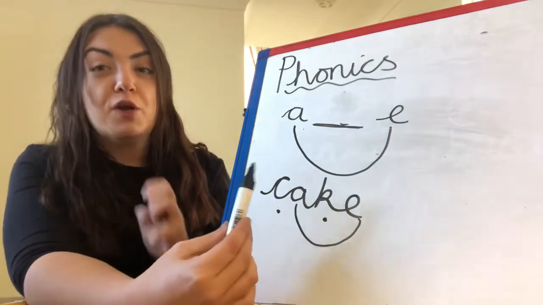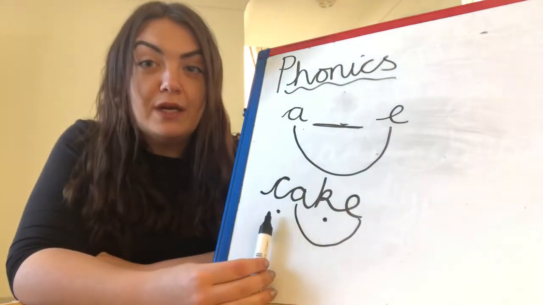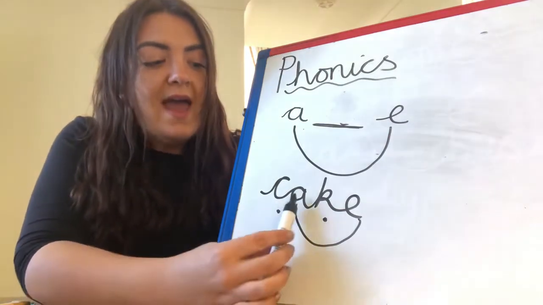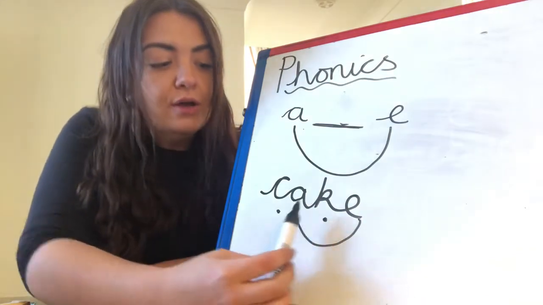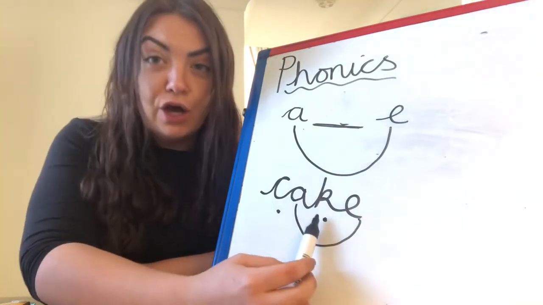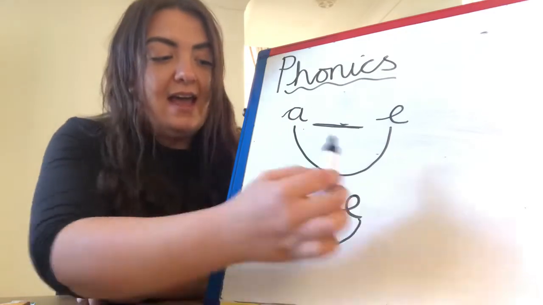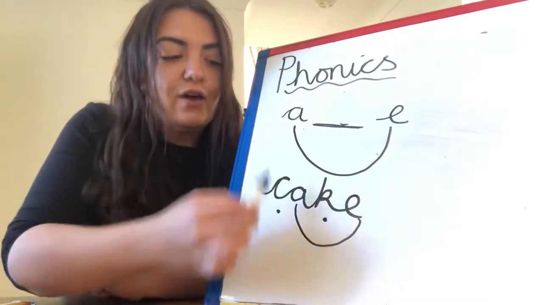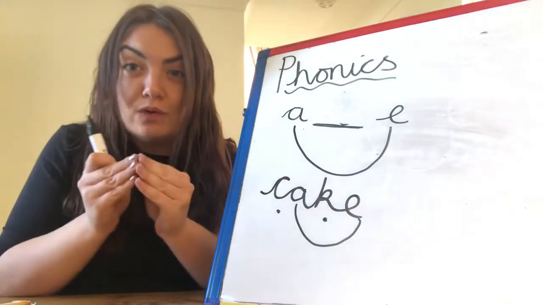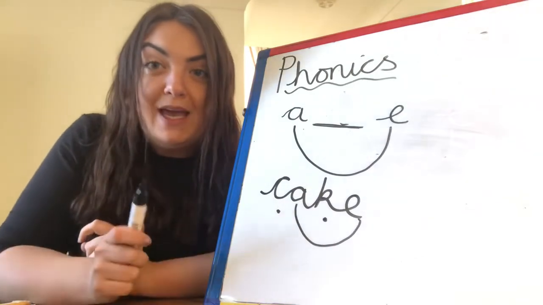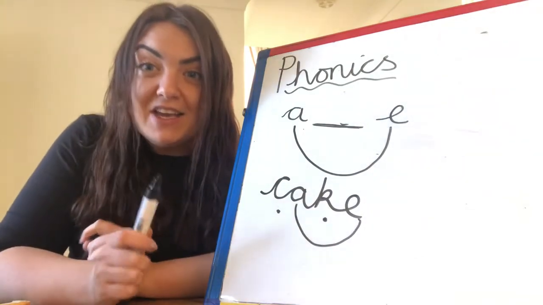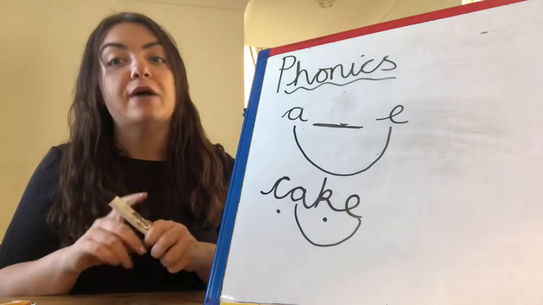So what I'm going to do now, we're going to put it together. Okay, I want you to be joining in with me. We've got K, A, K. I'm going to say it a bit quicker. K, ache, K, ache, and we blend it all together. My word should be cake. Fantastic. I'm hoping that you were all shouting that at me.